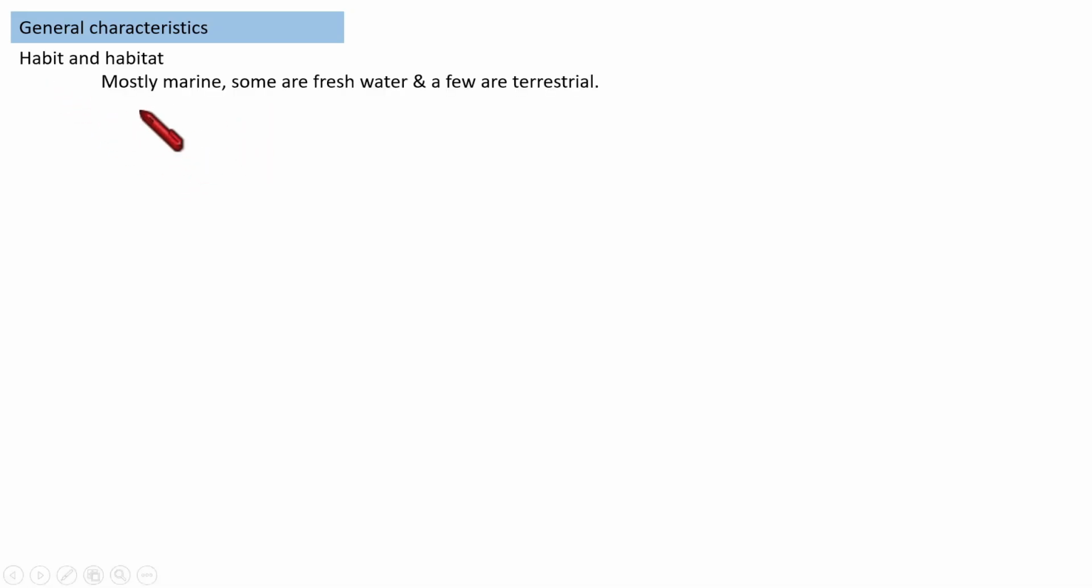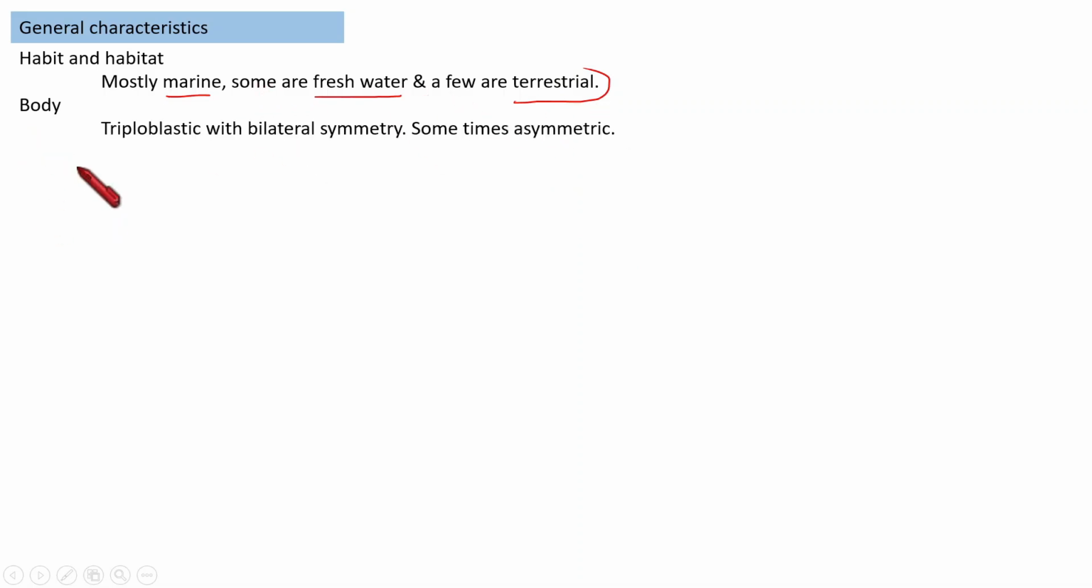So let's see the general characteristics. We are moving to the general key salient features of phylum Mollusca. Habit and habitat: mostly marine, but that does not mean they are only marine species. Freshwater species are also present, and some are terrestrial too. So it is widely dispersed. Regarding the body, I already told you it's triploblastic, bilaterally symmetrical, and some are asymmetric with regard to their body plan. Body nature is soft, fleshy, and unsegmented.